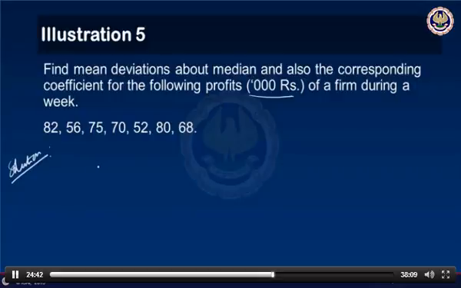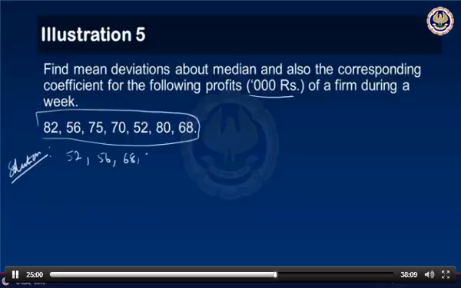Now the median can be found for this data as follows. First, the data is arranged in increasing order: 52, 56, 68, 70, 75, 80 and 82. Let us look at the number of observations: 1, 2, 3, 4, 5, 6, 7. Here there is an odd number of observations, 7 observations.